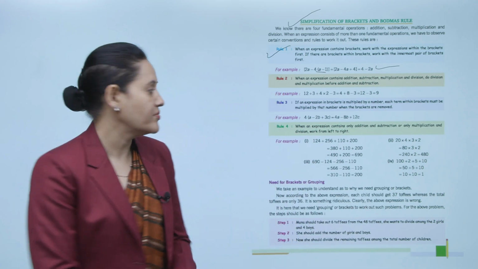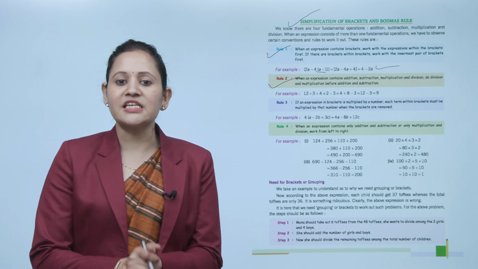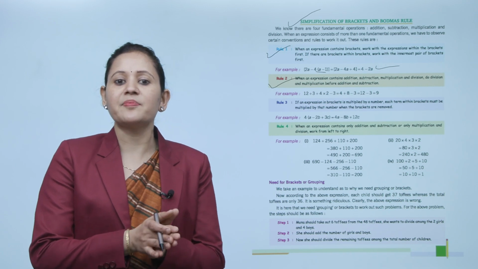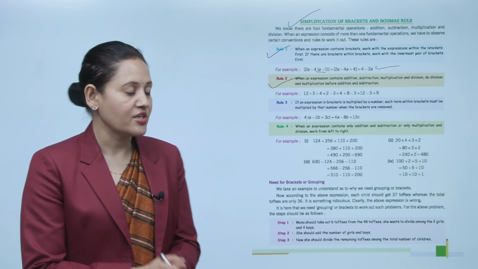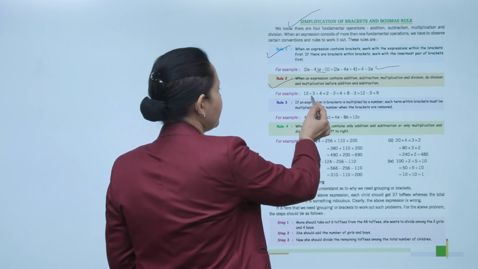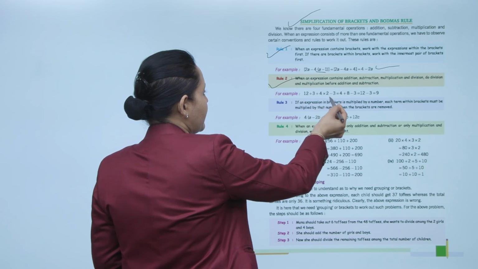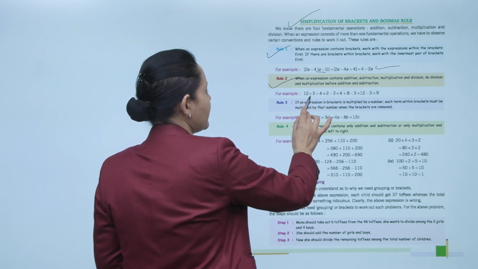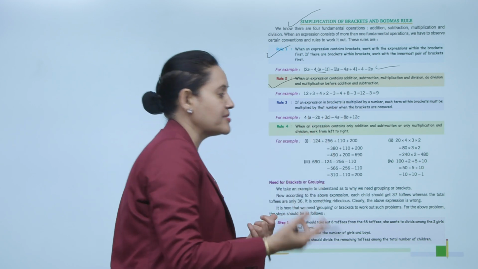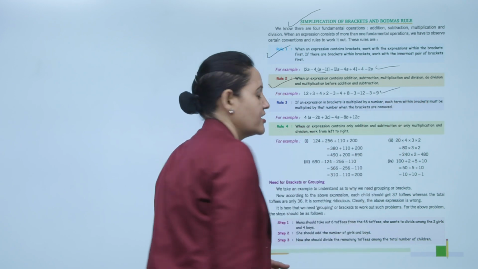Next, rule number 2. When an expression contains addition, subtraction, multiplication and division, do division and multiplication before addition and subtraction. First we will do division, then multiplication. 12 divided by 3 plus 4 into 2 minus 3. So 12 divided by 3, that is 4. 4 into 2, 8 minus 3. Then we will do subtraction. So that is equal to 12 minus 3, that is 9.